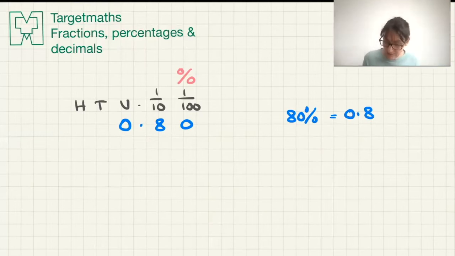And then obviously percent means out of 100. I really don't even need the grid for that. I can just go straight into my 80 over 100. Simplify it only if you've been asked to. Okay, so that's your first one.